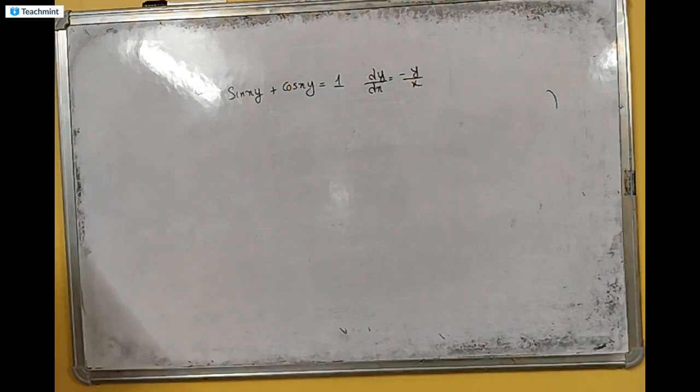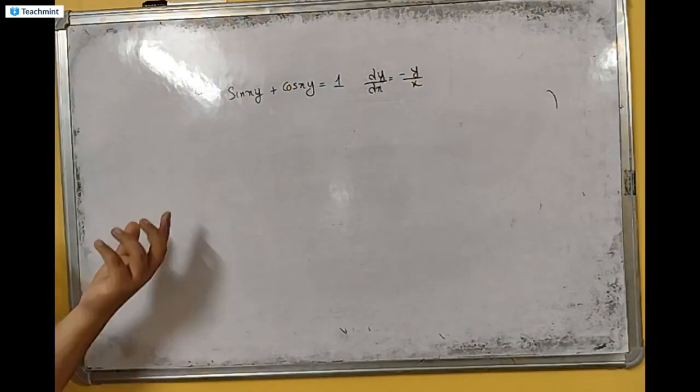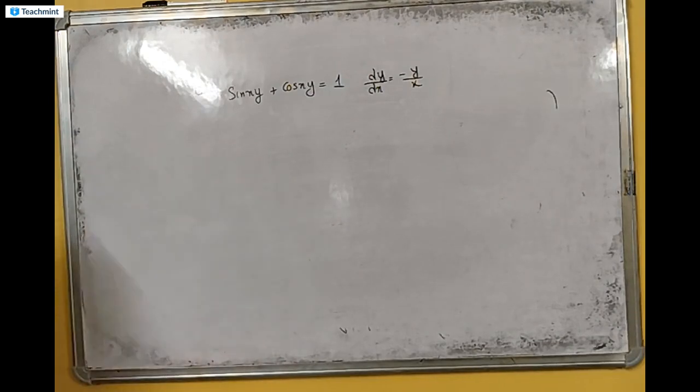Now, first of all, the basics. You see x and y together, yes or no? So this is called an implicit function. If y is on the left and x is on the right, that is called explicit. If x and y are together, that's called an implicit function. So since it's an implicit function, now we are going to differentiate them.